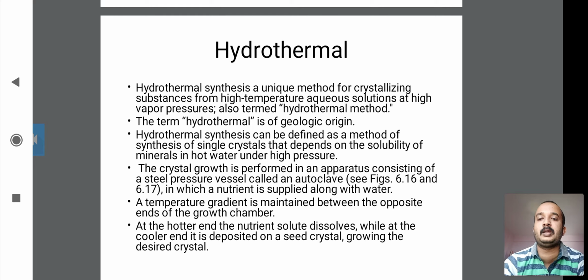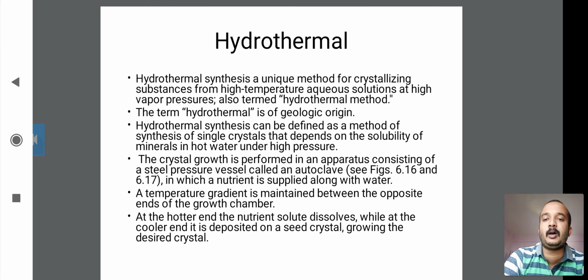That autoclave is an important definition. It says that the crystal growth is performed in an apparatus consisting of a steel pressure vessel known as an autoclave. Autoclave is like a cooker, also known as an autoclave. It means the steam passes directly into the air. In this autoclave the nutrient is supplied along with the water.